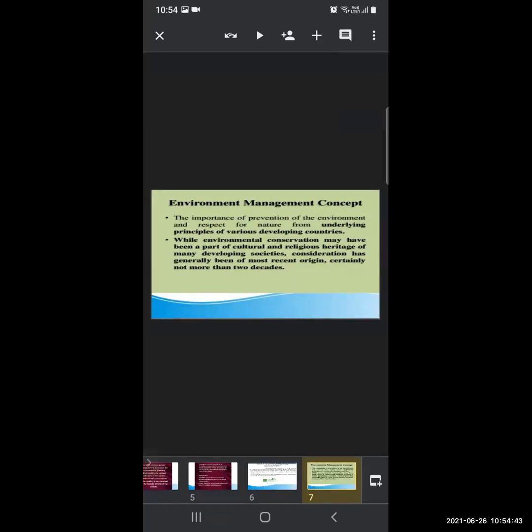The environmental management concept, the importance of prevention of environmental damage and respect for nature, form underlying principles of various developing countries. While environmental conservation may have been a part of the cultural and religious heritage of many developing societies, consideration has generally been of most recent origin, certainly not more than 2 decades.